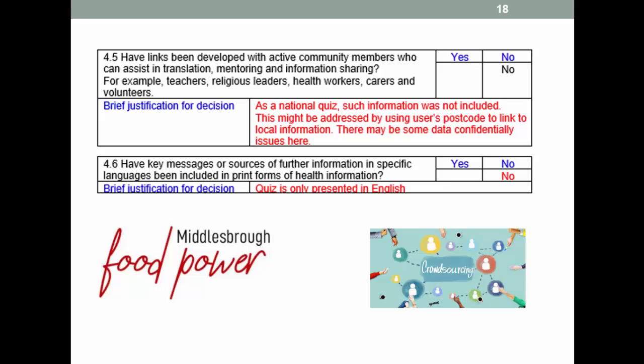The issues arising from question 4.5 might be another area where crowdsourcing could help us. So it does suggest getting active community members involved in translation. That's the sort of thing we definitely want to think about.